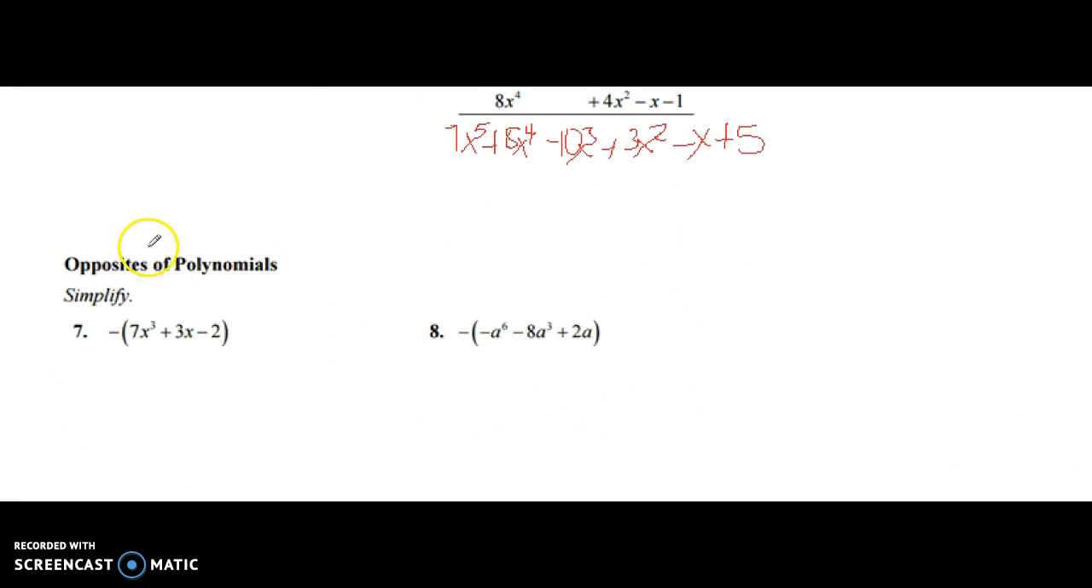So here again is the opposites. Opposites just means you're going to change the sign of everything in the parentheses. So this becomes negative 7x cubed minus 3x plus 2. Same thing over here. This would be positive a to the 6th plus 8a cubed minus 2a. Just changing the signs.